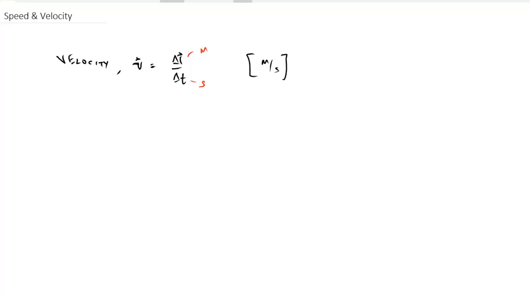Speed, on the other hand, is just the distance divided by the time. Since distance is not a vector quantity, it's a scalar quantity, speed is a scalar quantity as well. The units are still the same, meters per second, but speed lacks direction because distance lacks a direction as well. So we use 30 miles an hour east as an example of a velocity. Simply 30 miles an hour would be speed.